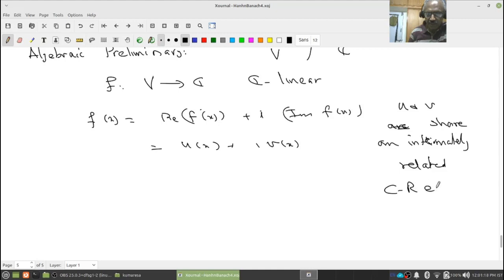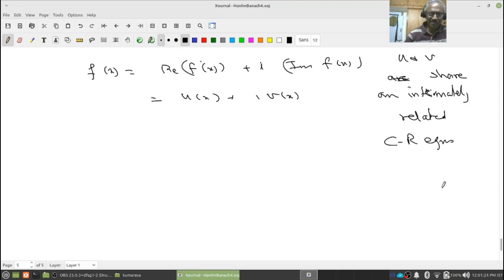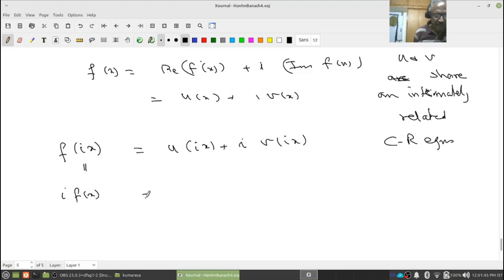This is actually the Cauchy-Riemann equations in the case of complex linear functions. What does it mean? Let us look at f of ix. By definition, this should be u of ix plus i times v of ix. But since f is complex linear, it is the same as i times f of x. But what is i times f of x? That is i times (u of x plus i times v of x), which is i times u of x minus v of x.